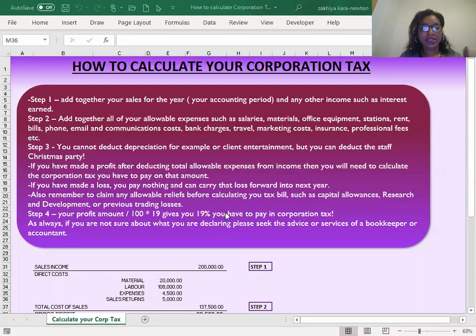After that, you'd have worked out if you've made a profit or if you've made a loss. If you've made a profit, then you'll calculate the amount of corporation tax you have to pay, which is 19%. And if you've made a loss, then you don't pay anything. You can carry that loss forward into the next year. So how to calculate your corporation tax? It's 19%. How do you calculate 19%? Take your profit amount, divide it by 100 times by 19. That's how you calculate a percentage.